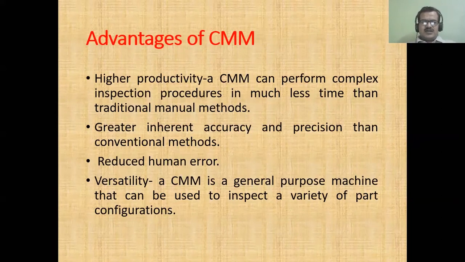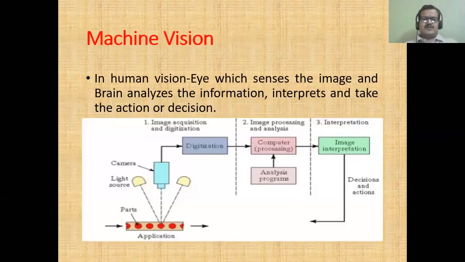Then reduced human error, because least human intervention is there. Versatility: basically CMM is a general purpose machine that can be used to inspect a variety of part configurations. That is the most important feature of CMM.